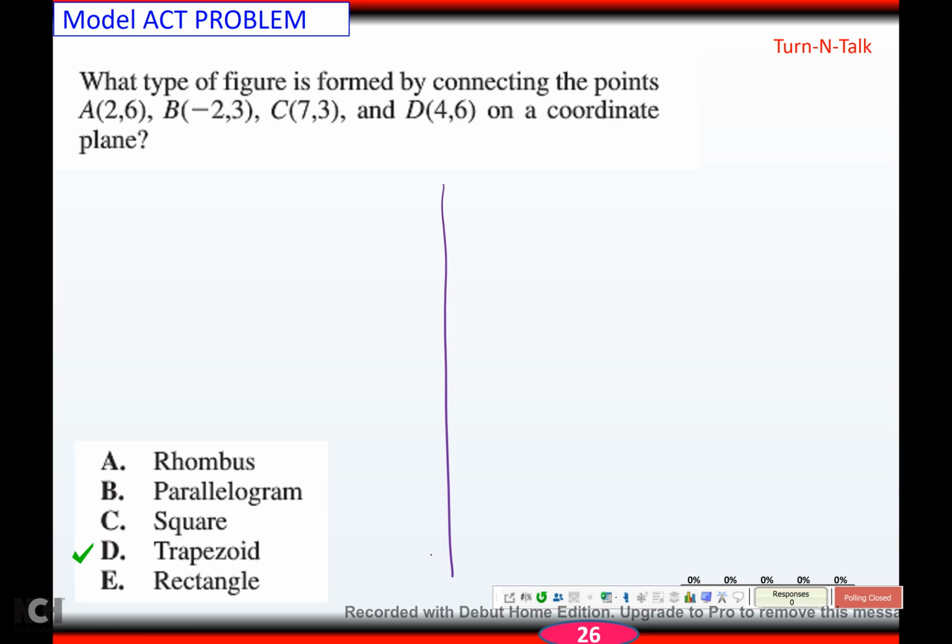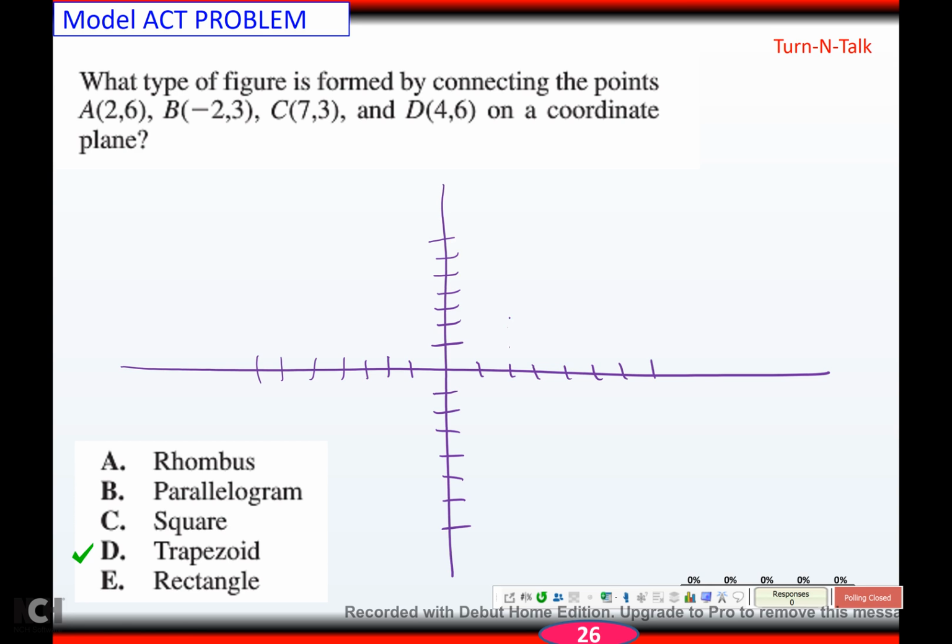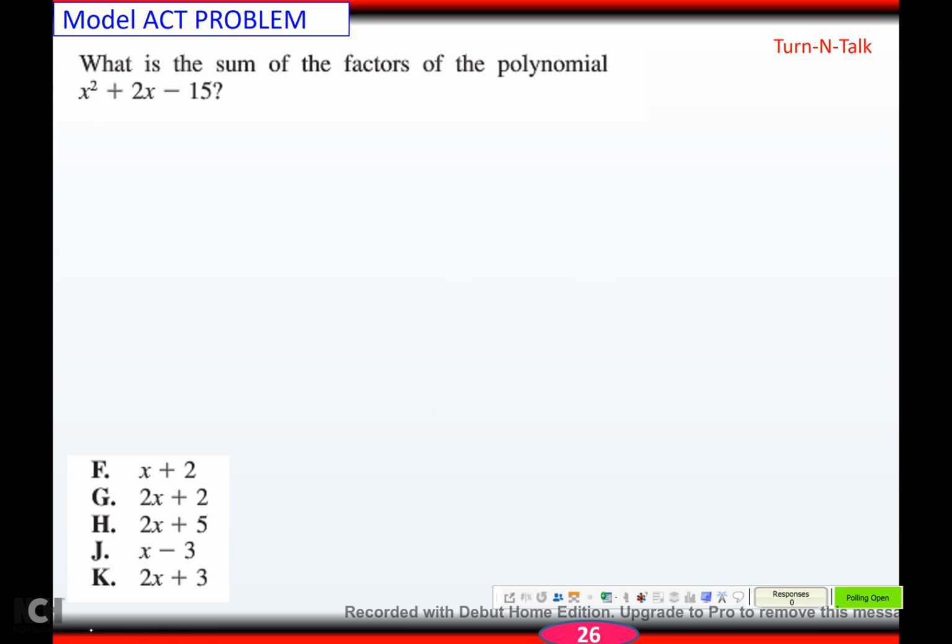All right, what type of figure is formed by connecting the points A, B, C, D on a coordinate plane? All right, so if I do A, which is at 2, 6, B, which is at negative 2, 3, C, which is at 1, 2, 3, 4, 5, 6, 7, 3, and D, which is at 1, 2, 3, 4, 1, 2, 3, 4, 5, 6. You connect those dots, and if that was really straight, that is a trapezoid. Okay, you got 2 parallel sides, and the other one's coming in. Excuse me. All right, try this one. Hit pause. Come back when you're ready.